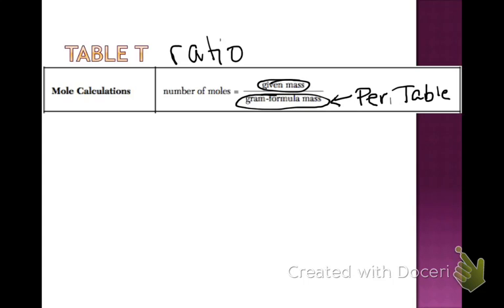Okay, so make sure that you label your table T right now, or just write that out in your notes. Again, for the mole calculations, we'll just need them for ratios. The given mass will usually be given to us in the problem, and the gram formula mass is the mass that we just saw in the periodic table. For carbon, it's 12 amu per mole, oxygen 16, and hydrogen is 1.